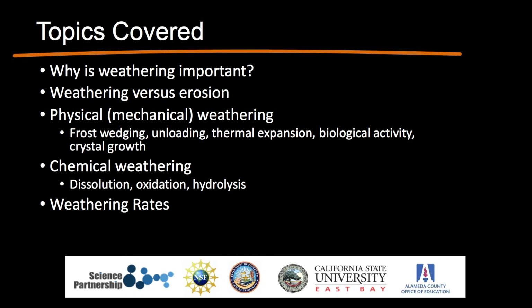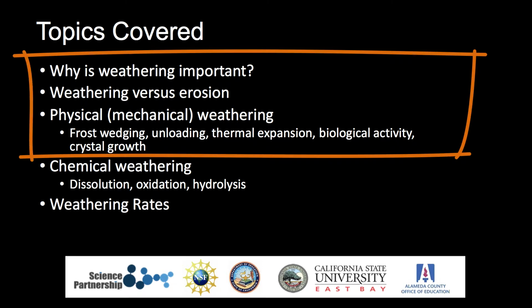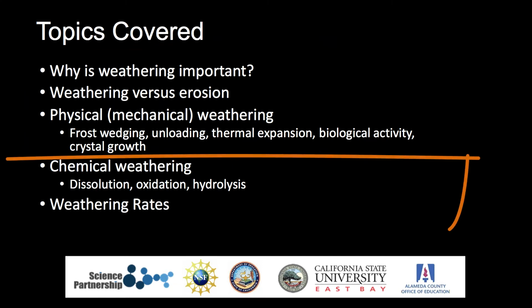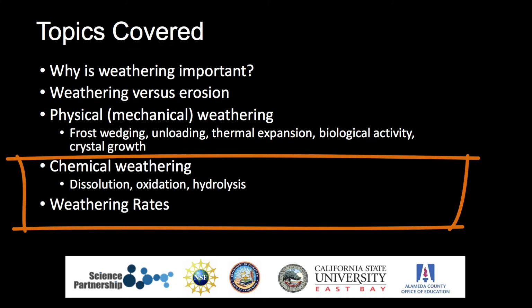And then in this first video, we'll talk about the physical or mechanical weathering processes such as frost wedging, unloading, thermal expansion, biological activity, and crystal growth. And then in a subsequent video, we'll talk about chemical weathering, and we'll talk about processes such as dissolution, oxidation, and hydrolysis. And then we want to finish with talking about how weathering rates vary and what determines how fast these processes occur. So let's dive in.